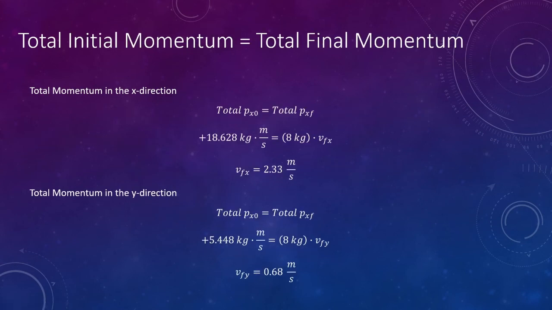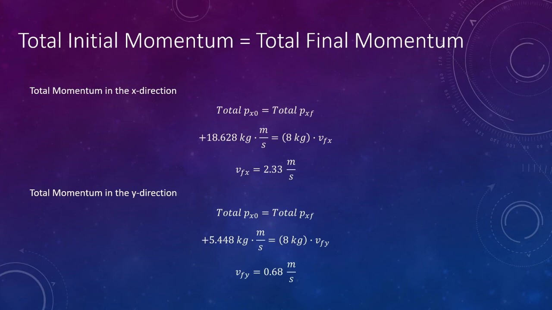So let's do that. Total momentum in the x direction initially is equal to the total momentum in x final. So we get those values from, again, looking at what's going on with the two objects before the collision, being mindful of separating our things into their x and y pieces with our trig. And you should get that the final velocity in x is 2.33 meters per second.